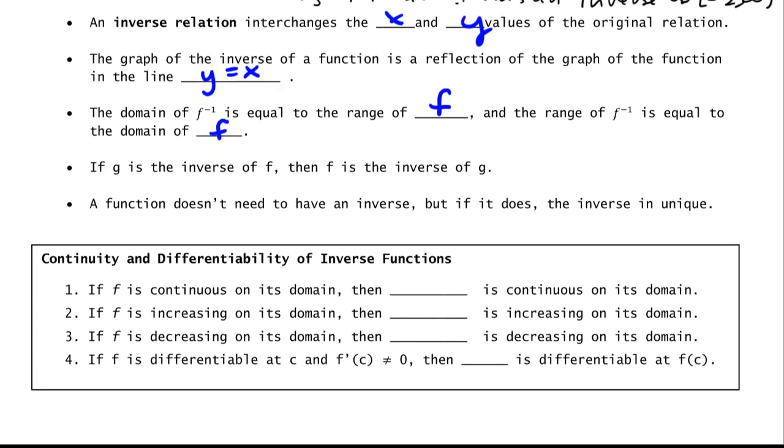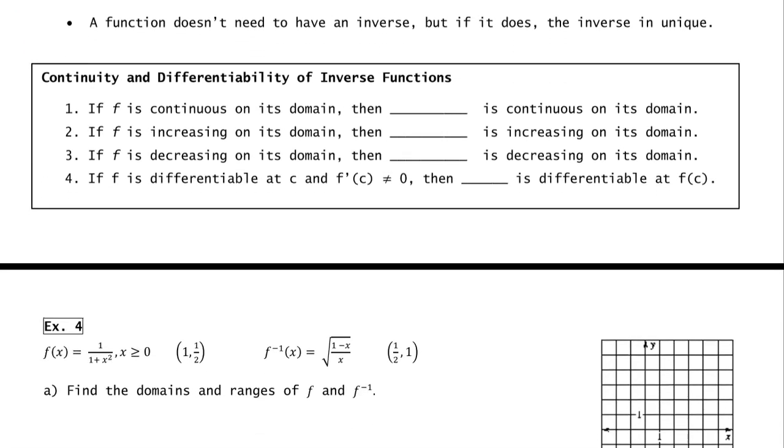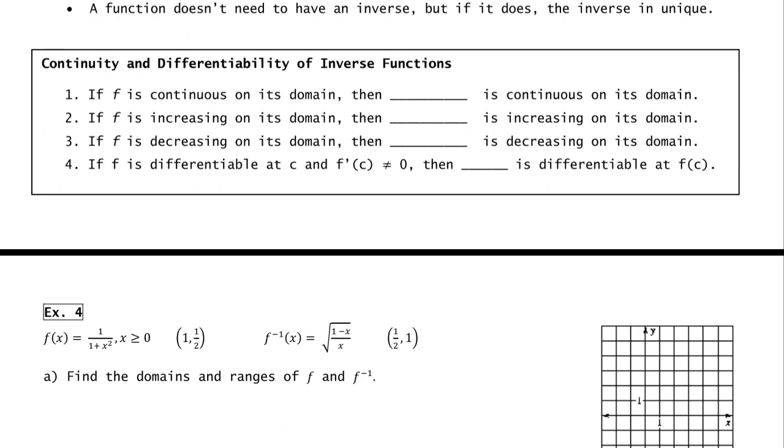Okay, and then the last two statements also. In the bottom, now we're getting into differentiability. If f is continuous, then the inverse is continuous on its domain. If f is increasing on the domain, so is the inverse. Same with decreasing. Then if f is differentiable at c and the derivative is not equal to 0, then f inverse is also differentiable at c.